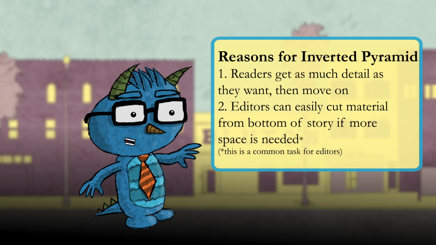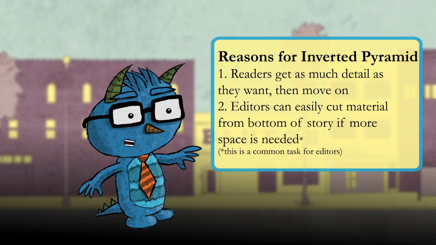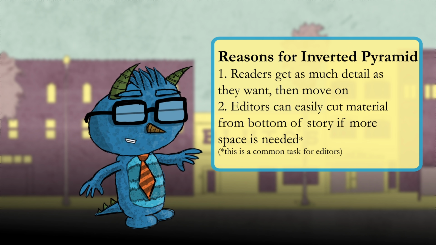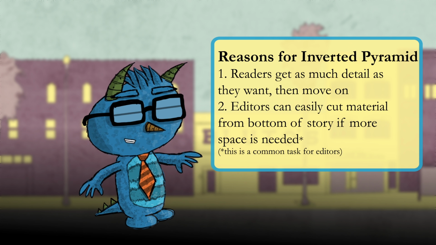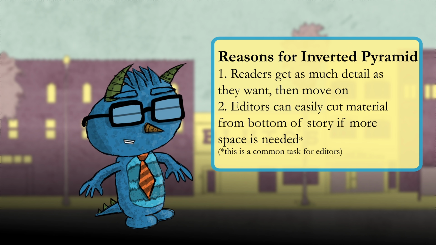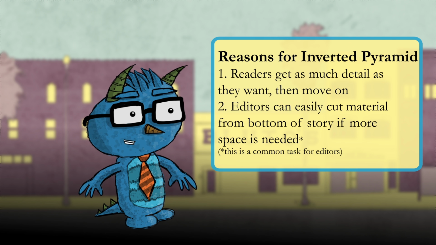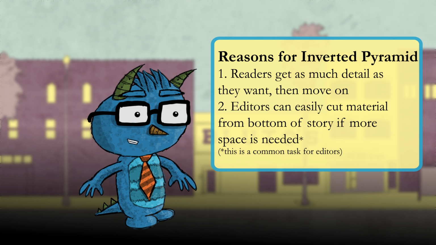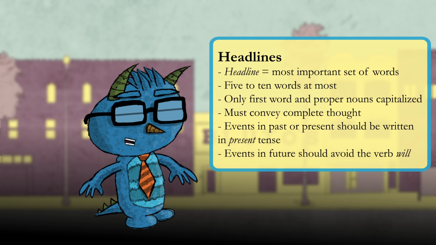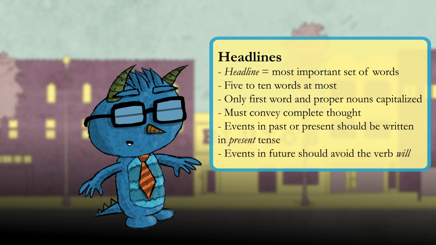First, it allows readers to move on to another story once they've consumed the amount of detail that is important to them. It also helps editors out because if they need to trim content from a story, the easiest approach is to begin cutting information provided at the end of the story because it is the least important. The inverted pyramid consists of several key structural components.